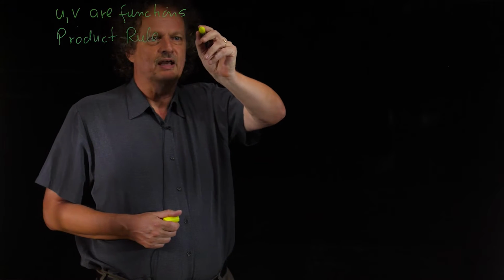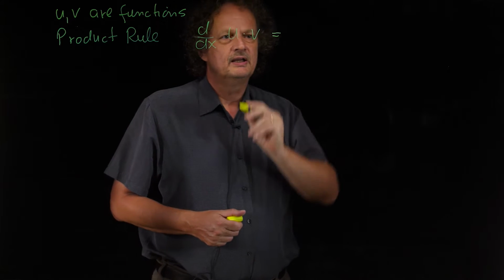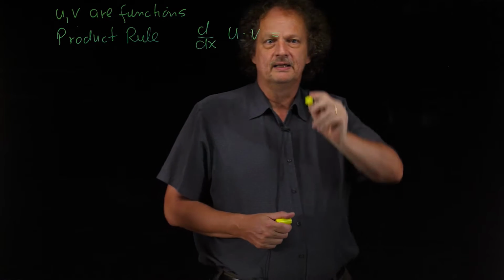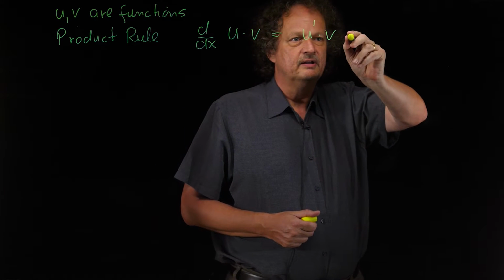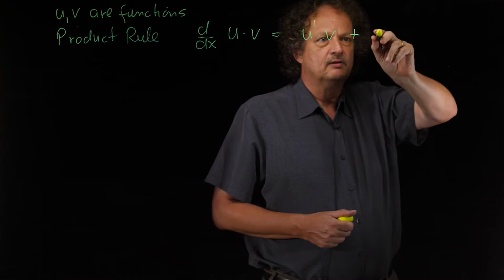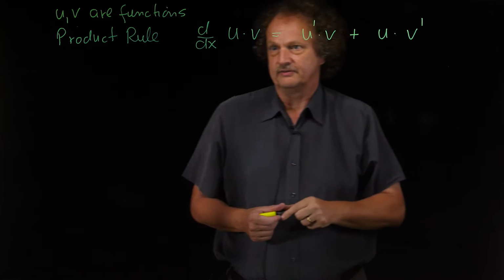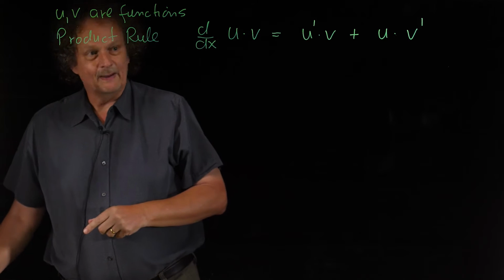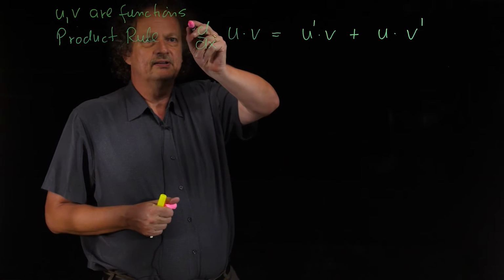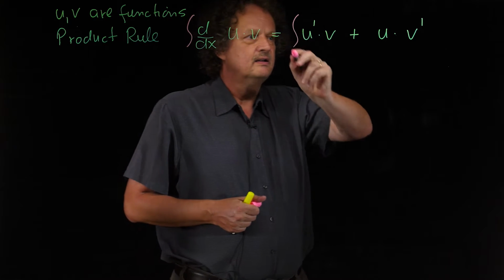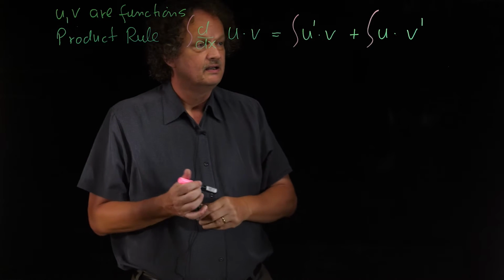which says that the derivative of a product is computed by taking the derivative of the first factor times the second plus the first factor times the derivative of the second. Now imagine that we're going to take this equation and integrate both sides. Then we get the following.